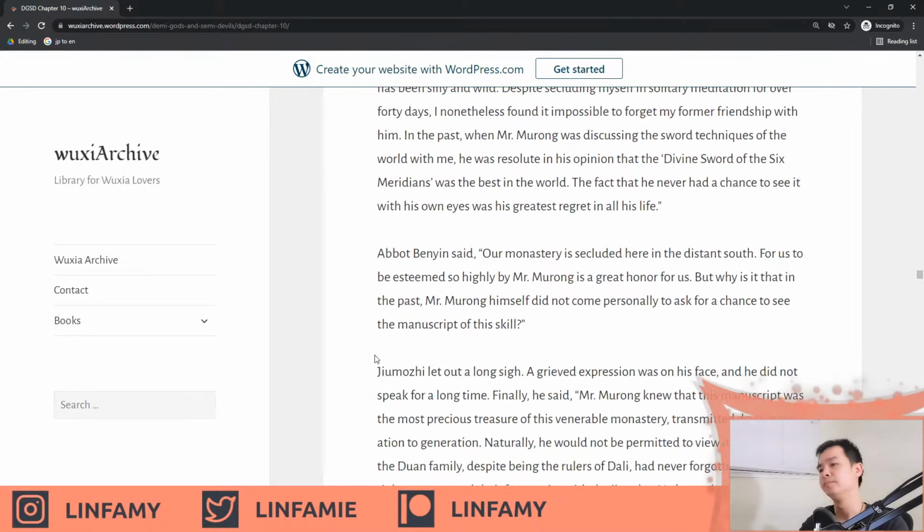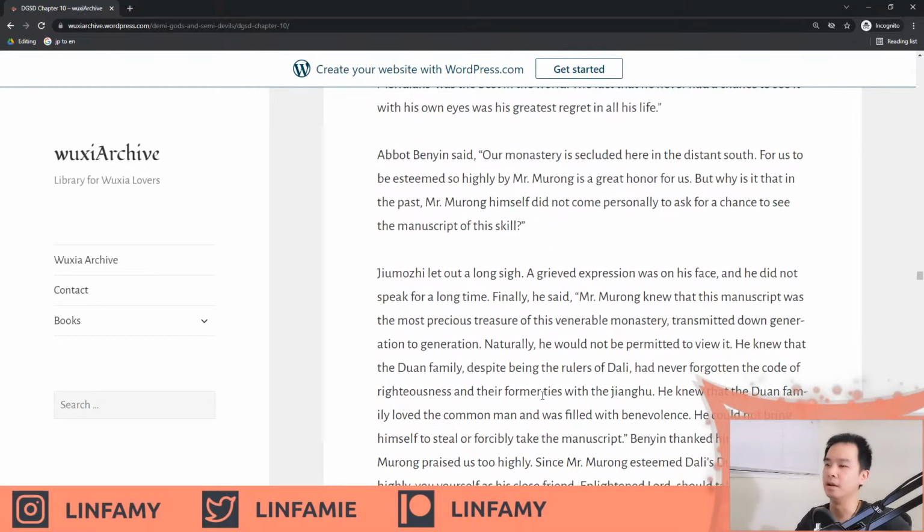Abbot Bunyan said, "Our monastery is secluded here in the distant south. For us to be esteemed so highly by Mr. Murong is a great honor for us. But why is it that in the past, Mr. Murong himself did not come personally to ask for a chance to see the manuscript of this skill?" Jiumozu let out a long sigh. A grieved expression was on his face, and he did not speak for a long time.